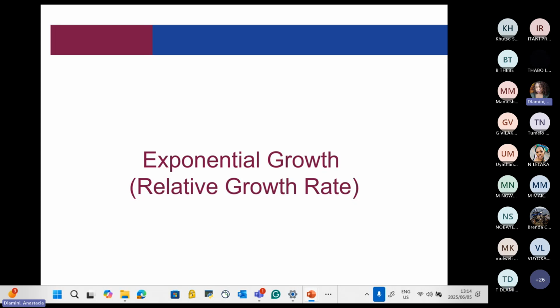Exponential growth. So now we're no longer looking at doubling. We're looking at relative growth rates.